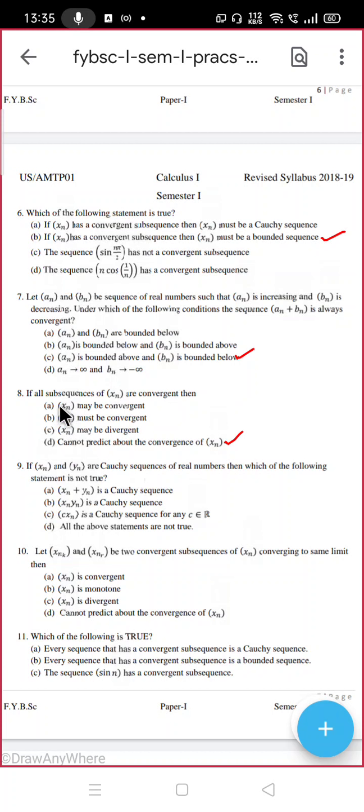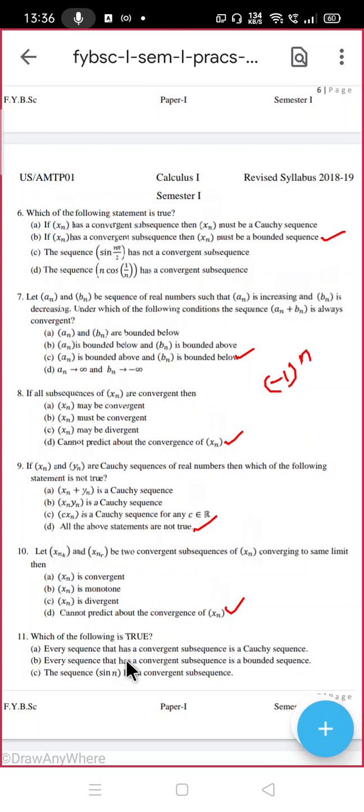I explained to you, all subsequences of xn are convergent, but they may not converge to the same limit, na? That's why I told you not. We cannot predict. I give you an example: -1 raised to n. Take 2 subsequences, and even नीचे भी ऐसा ही question, ये question देखो सेम वैसा ही है. Cannot predict. What about this?